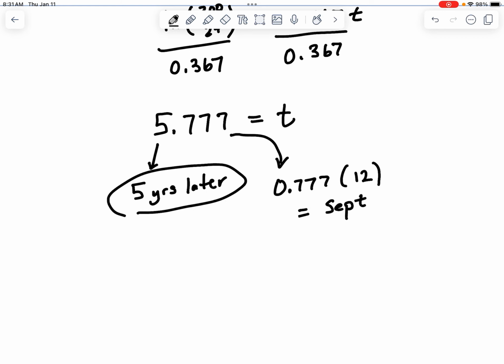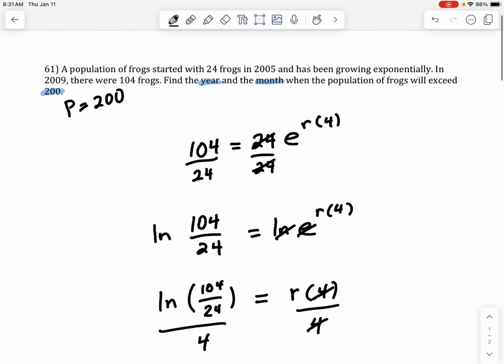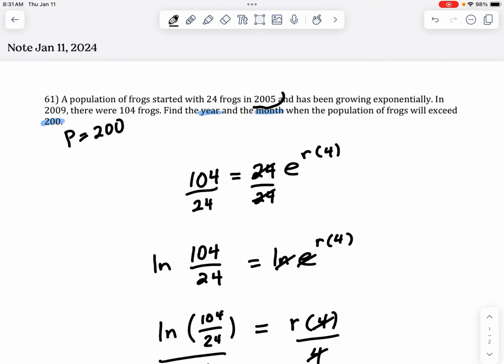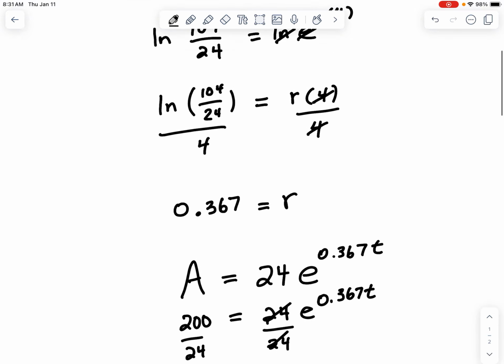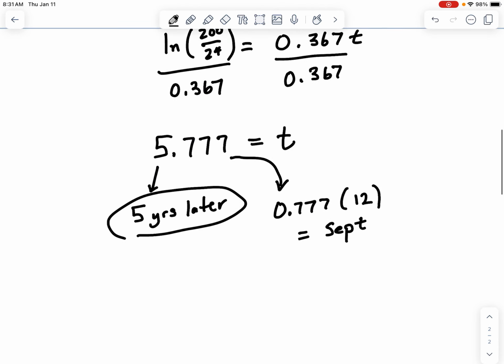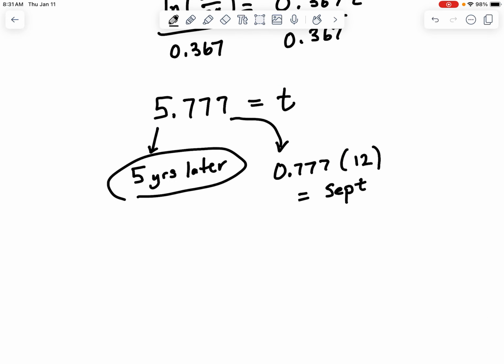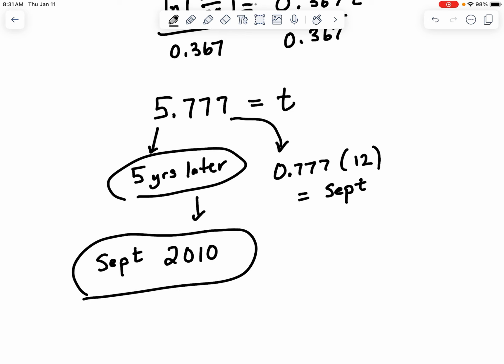And then 5 years later means we have to go back to the beginning of the problem and find out when this story started. I think it was 2005, wasn't it? So the story started in 2005. So if you go 5 years later, that's going to be 2010. And obviously I need to update this because 2010 was a long time ago. So that would be 5 years later means 2010, and then September. In English, we usually put the month first and then the year. So September 2010.